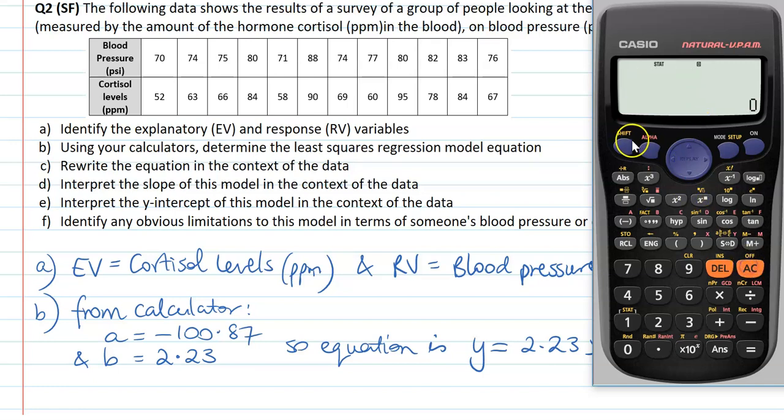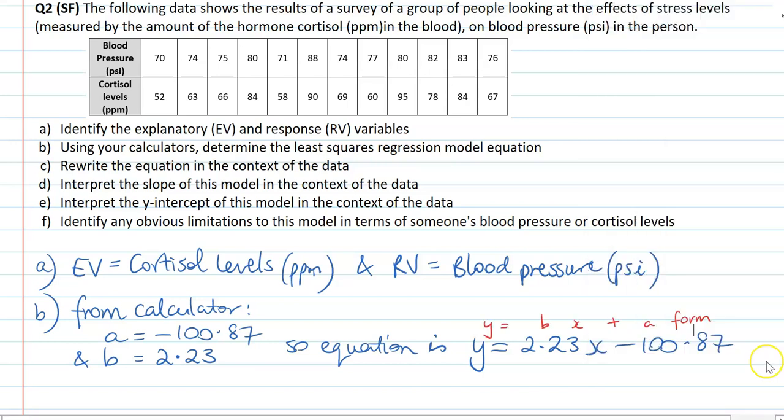Press clear. We want to access the stat option, so shift 1, and we're after 5 reg. We want the A and the B value, so select 1, press equals. Select 2 for B, press equals. That allows us to come up with our least squares regression model equation.